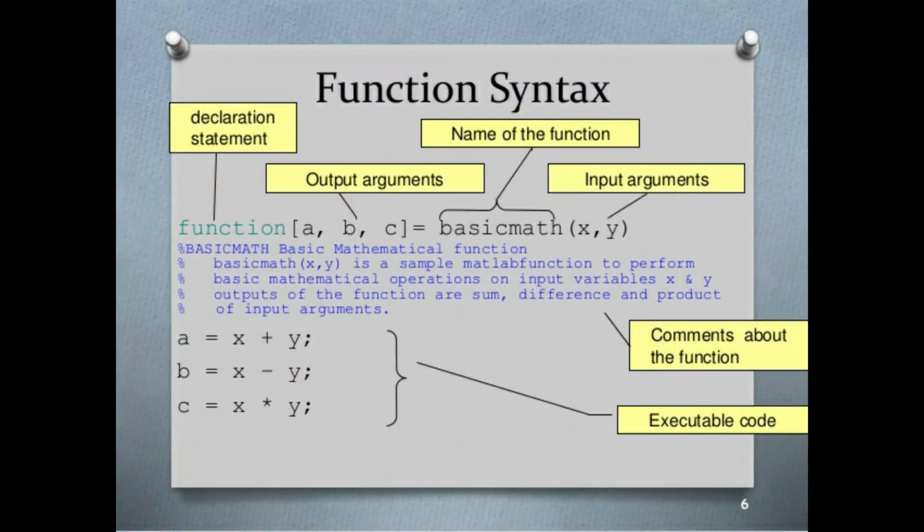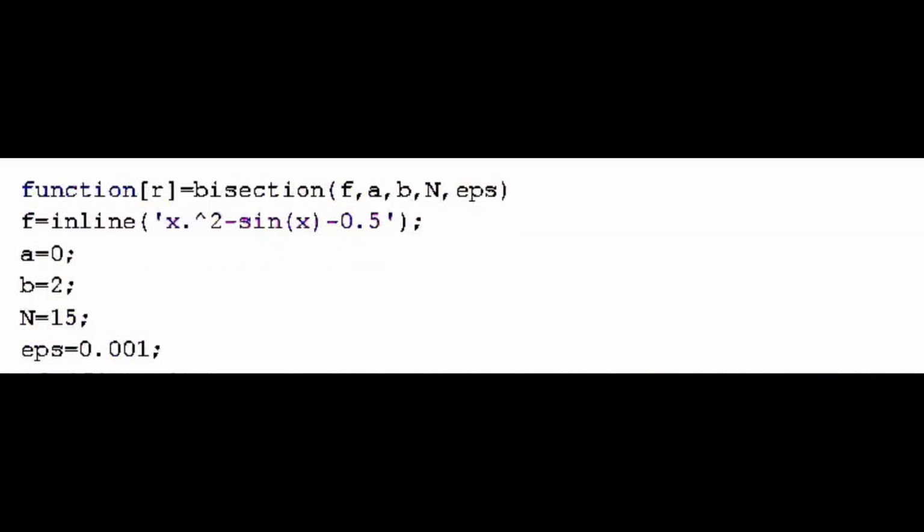What you need to find is the root of the function. So the output must be the root, let's say r. So that is output equals to whatever you want to name it. You can name it by yourself. I name it bisection method.